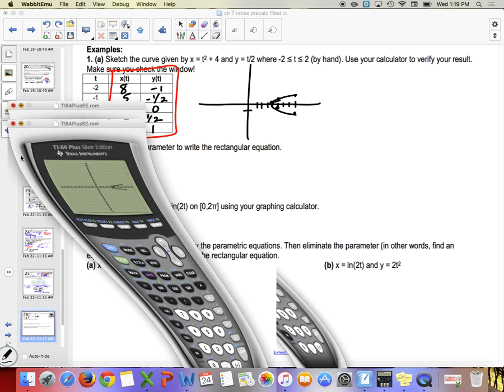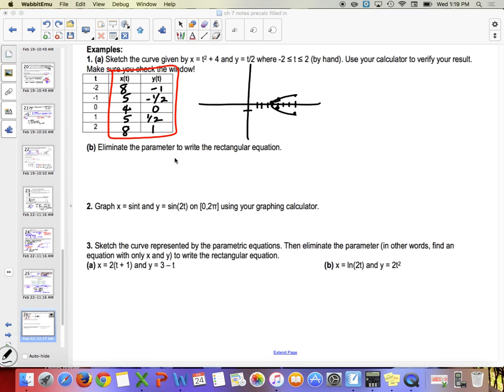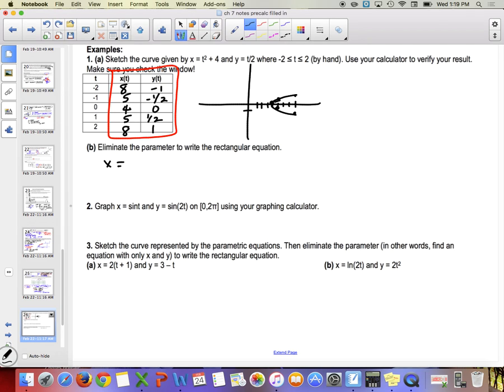All right, so what I'll be saying is I'll say things like eliminate the parameter to write the rectangular equation. If you're eliminating the parameter, you're going to take your x equals t squared plus 4, and your y equals t over 2, and you're basically going to solve like the system of equations.